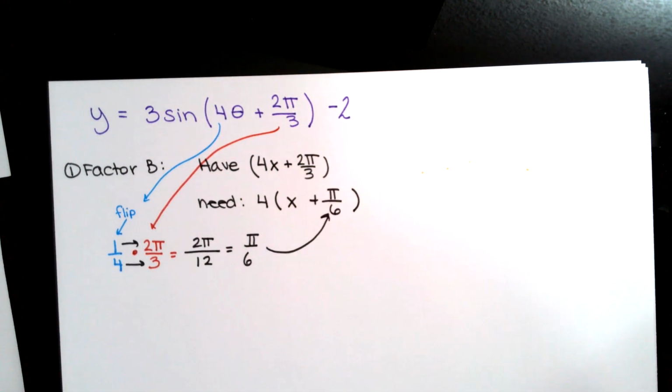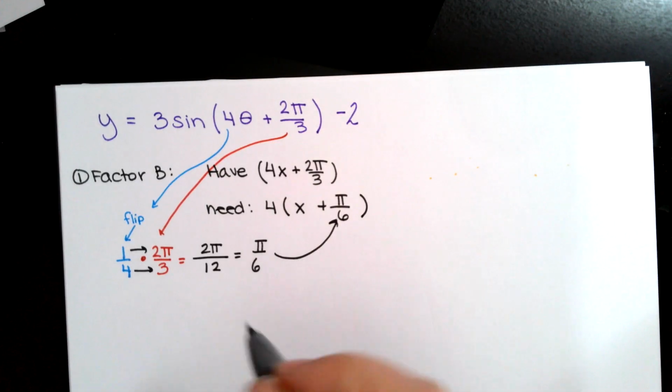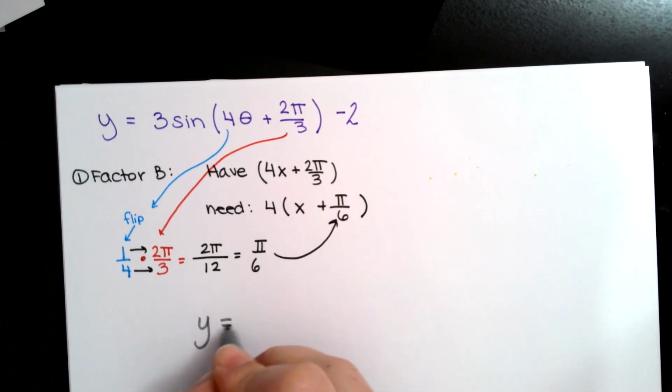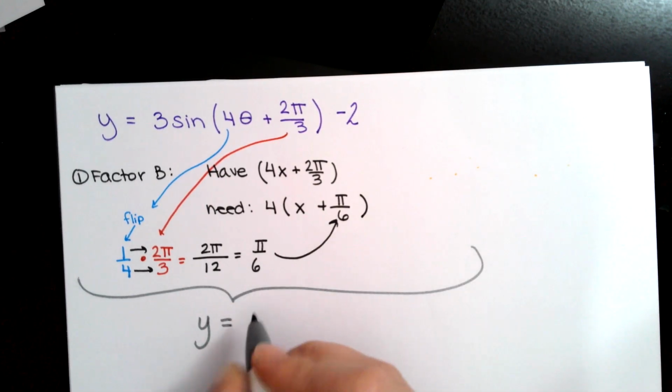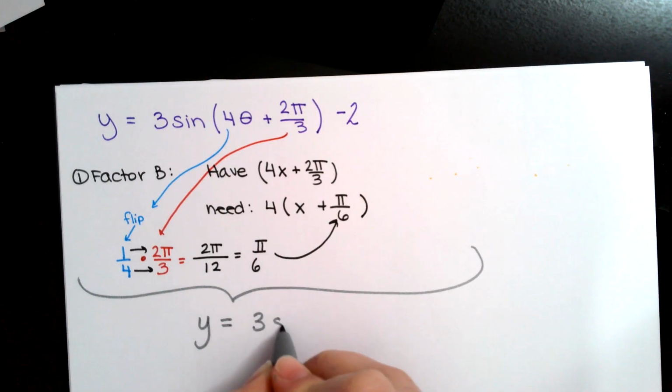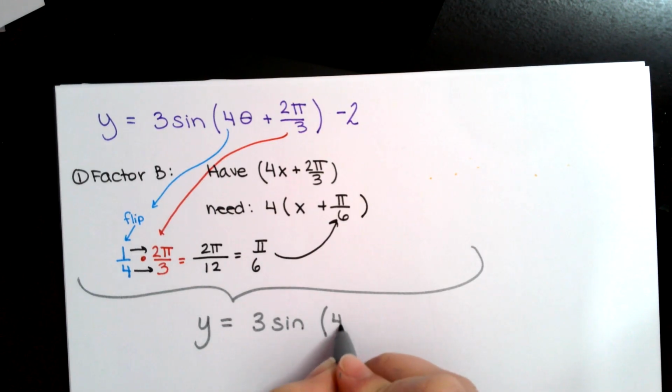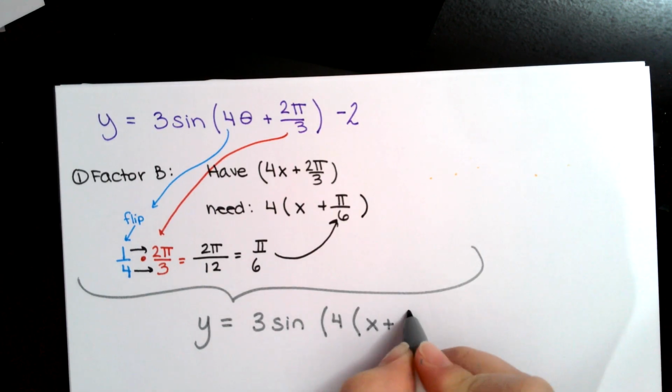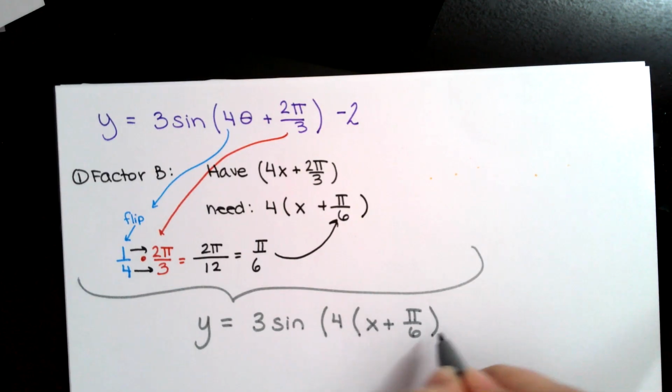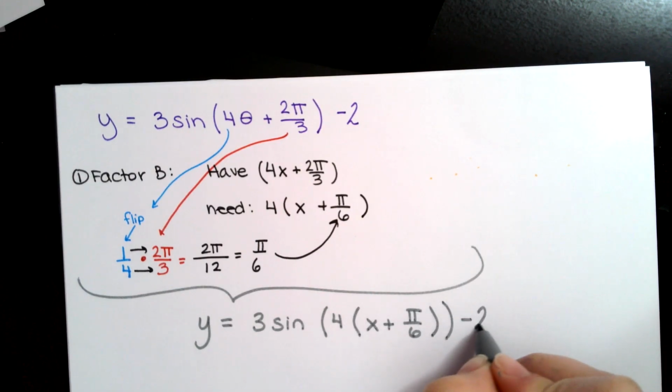Some of you are skipping a step right now, like here, in that you are not rewriting your equation. So that's very important to rewrite. So I'm going to have y is equal to 3 sine of 4 of x plus pi 6, close it, minus 2.